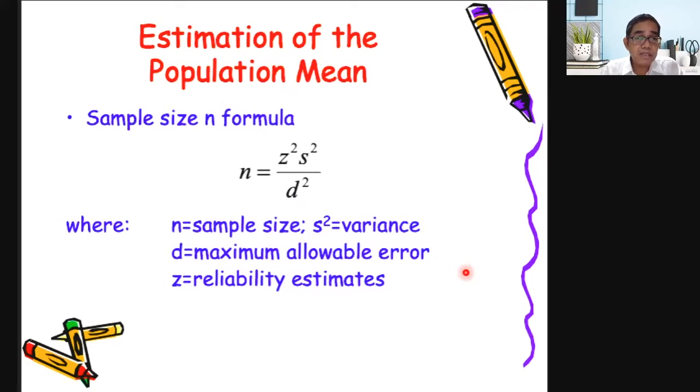Now, let's go to the first, the estimation problem. We estimate the population mean. And this is the formula, but I won't bother you with it. You don't have to memorize this formula because I have automated it, which I will show to you in class. Just to explain the formula, the n is the sample size, the z is the reliability estimate. Later on, we'll show you the different values of the reliability estimate z. The S is the standard deviation. When you square the standard deviation, you have the variance. And the D is the maximum allowable error.